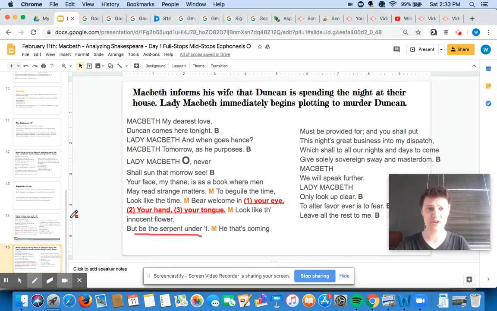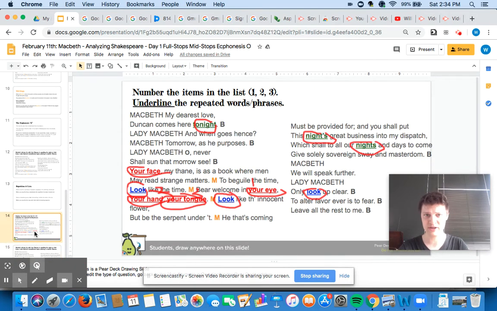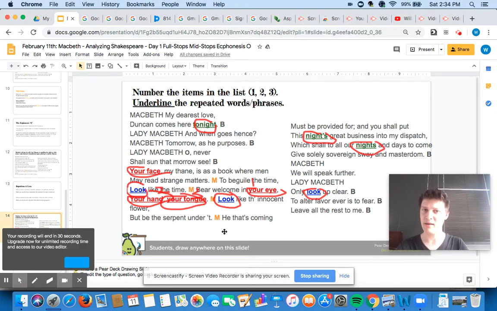So that's just a couple examples of both of these appearing in this passage, but you will notice that neither of these are accidental, right? Every time you see a word that is repeated a lot, night, night, night, look, look, look, your, body parts, etc., that is very deliberate, and that is to point out basically the key features of the passage, which is about Macbeth hiding his true intentions.